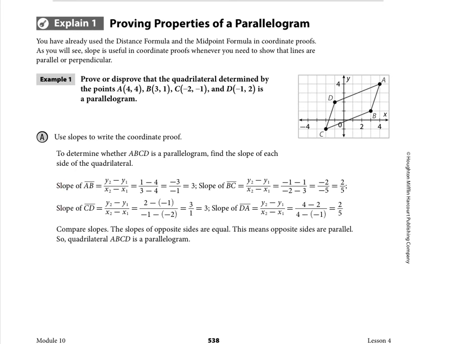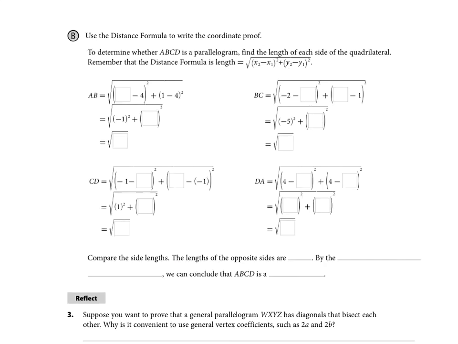And then slope of BC we're going to look at and we get 2/5. And then the slope of DA we also get 2/5 when you plug in all those numbers. So as we compare slopes, the slopes of opposite sides are equal. This means opposite sides are parallel, and so yes, it is a parallelogram. So let's go to our next page.